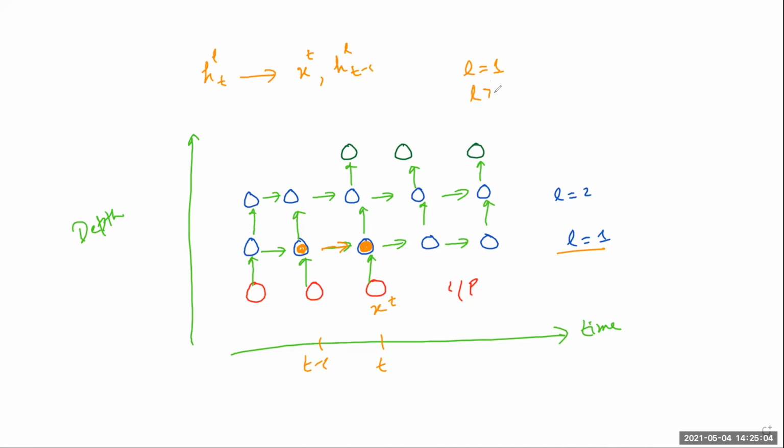Now, if L is greater than 1, meaning I'm talking about this hidden layer, then what is the situation? For example, this one which I am highlighting here is dependent on this particular neuron, and this neuron.